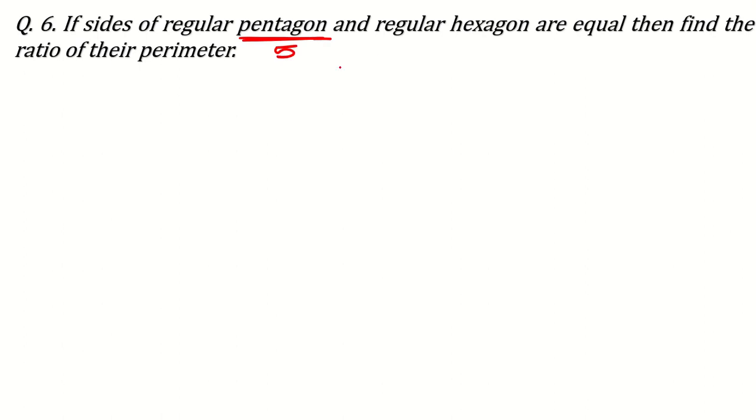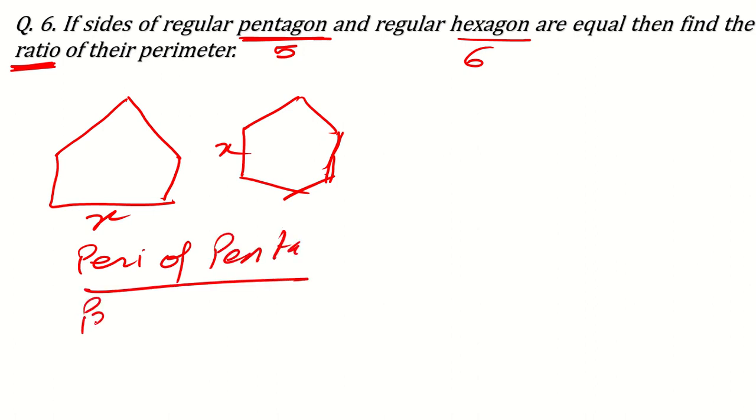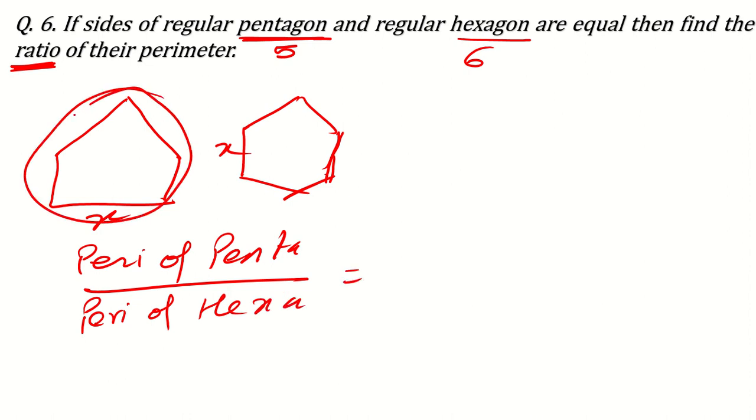Okay. Now another thing can be, if the sides of a regular pentagon, pentagon means 5 sides, and a regular hexagon, hexagon means 6 sides, are equal, then find the ratio of their perimeter. So ratio, what do you mean by ratio? Ratio means division. So perimeter of pentagon divided by perimeter of hexagon is equal to, its perimeter will be how many sides?